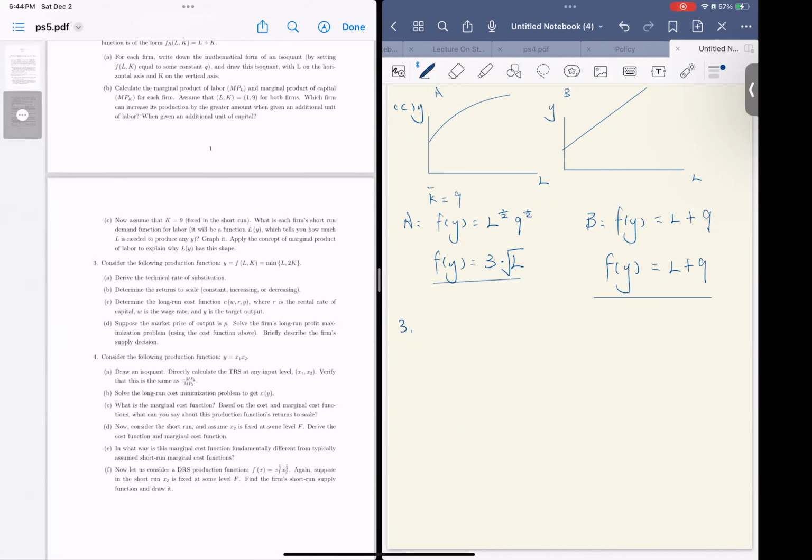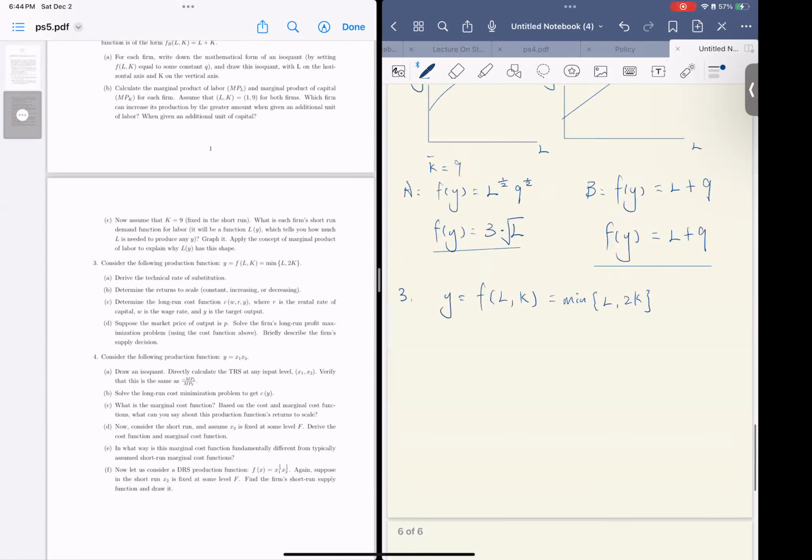So consider the following production function: y equals f of L and K equals min of L and 2K. I'm the type of person that couldn't tell what this means, so I will always draw a graph to see. Because we know this is a perfect complement.